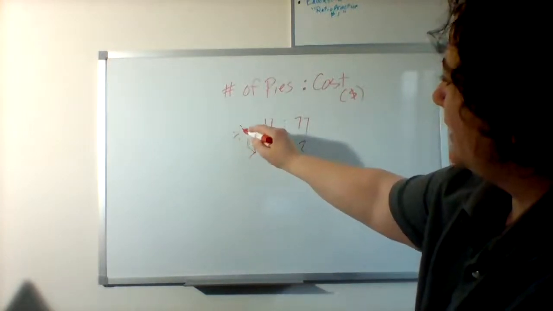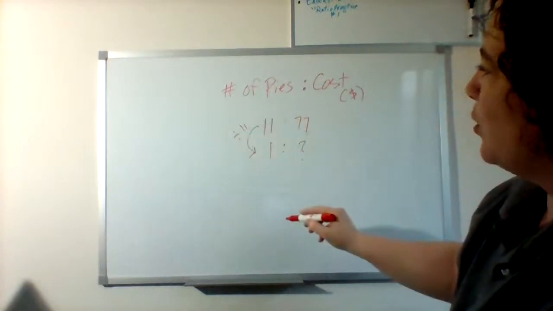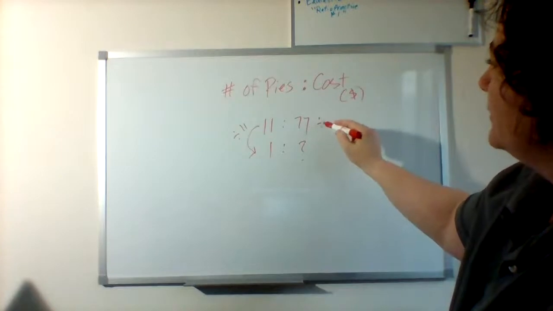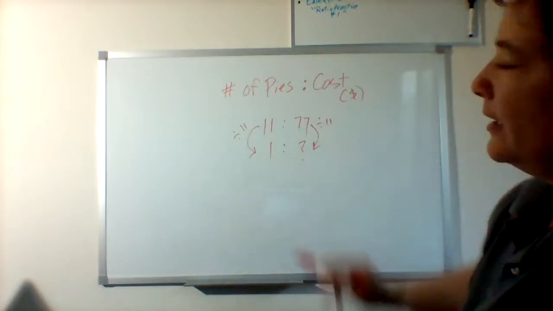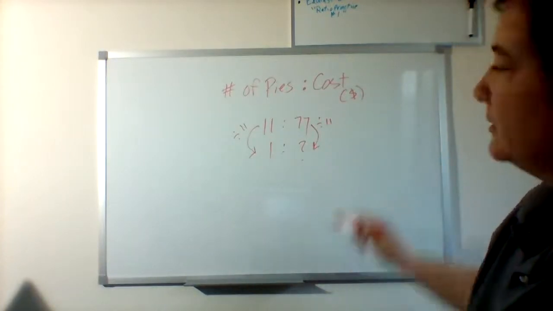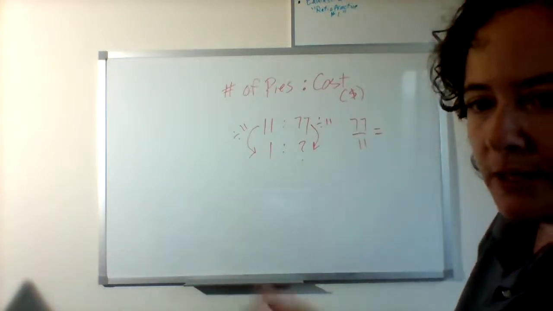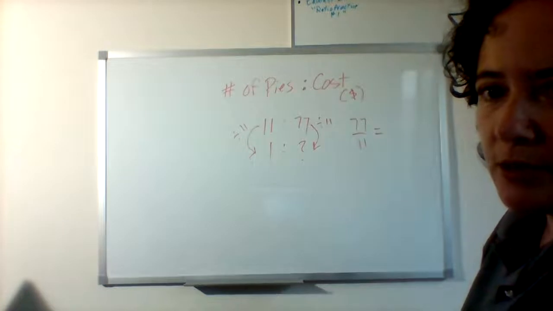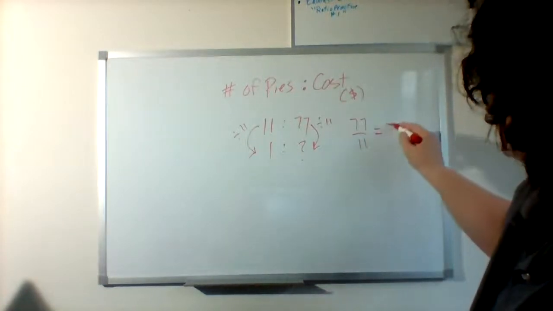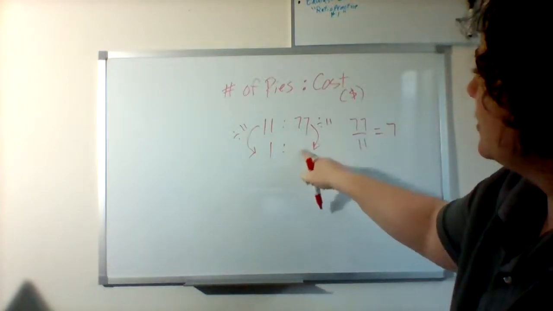I would divide by 11. 11 divided by 11 is 1, so that means that I have to divide by 11 again. And what is 77 divided by 11? Everyone should be doing this. And what does that equal? Many of you told me in the chat, you told me $7. So what's the question mark?